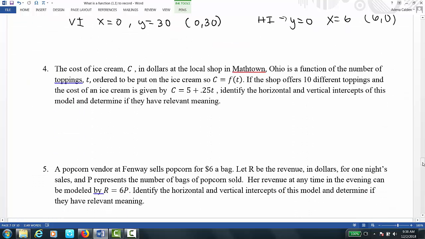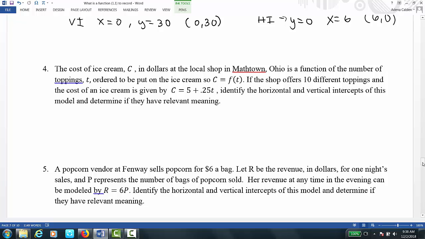So here, remember that the cost of ice cream in Math Town was a function of the number of toppings t to be put on the ice cream. So c was a function of t. And we said, if the shop offers 10 different toppings and the cost of an ice cream is given by c equals 5 plus 0.25t, identify the horizontal and vertical intercepts of this model, and determine if they have relevant meaning.